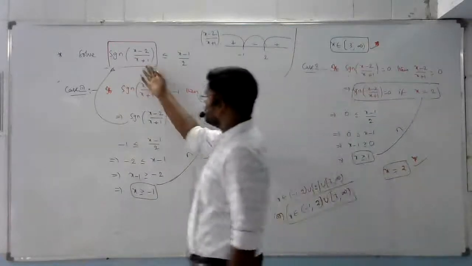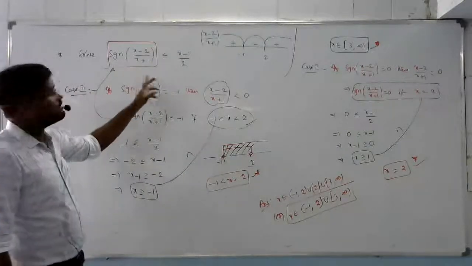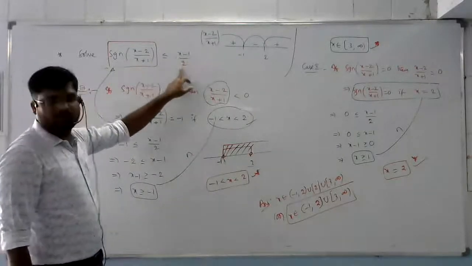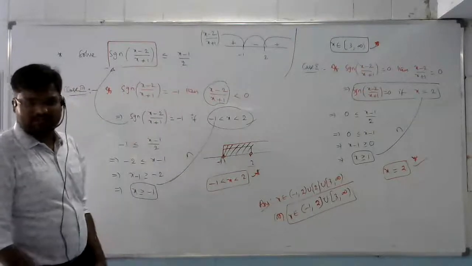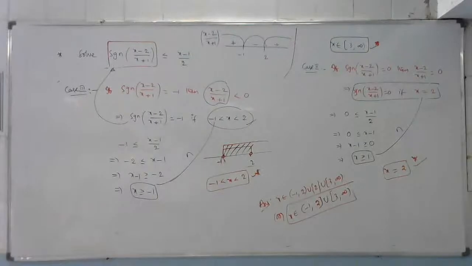If you substitute x equal to 2 here, what will you get? 2 minus 2 is 0, right? Signum of 0 is 0, which is less than 2 minus 1 by 2, which is 1 by 2. Definitely 0 is less than or equal to 1 by 2. No confusion. No problem.